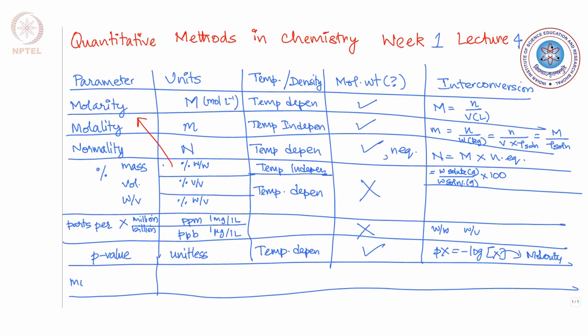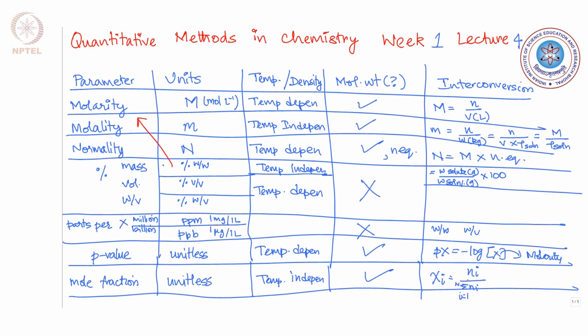To finish with, we have mole fraction. Mole fraction is also unitless, it is temperature independent. It does require the knowledge of what is the molecular weight of the concerned chemicals, and the interconversion with molarity is not that straightforward, but basically what we are able to understand, the mole fraction of any constituent I is going to be given by the number of moles of I divided by the sum of the number of moles of all the entities that are present within the solution.